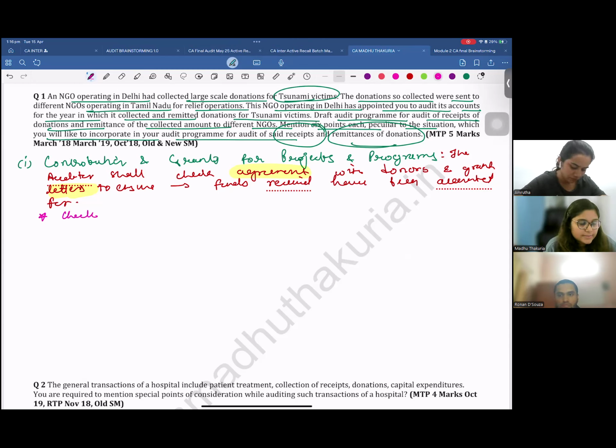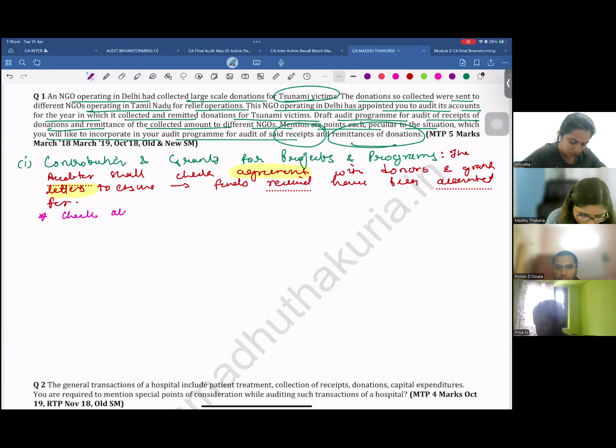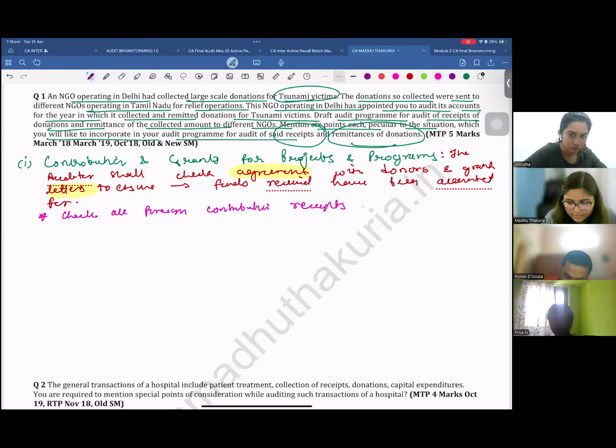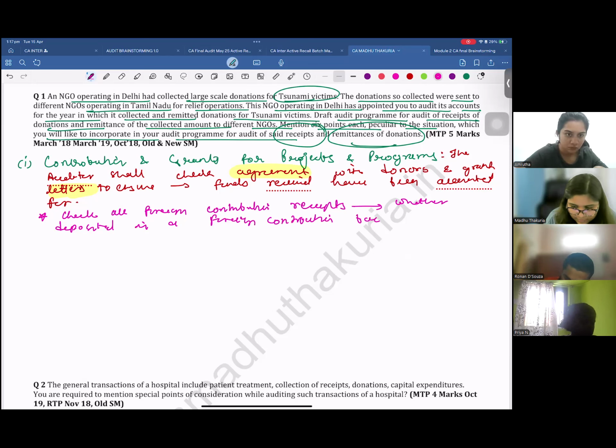foreign contributions. Check all foreign contribution receipts whether deposited in the special account for all the foreign contributions, in a foreign contribution bank account as per FCRA law 2010.